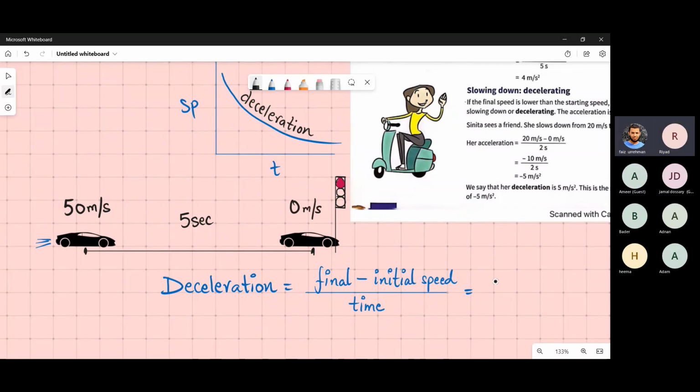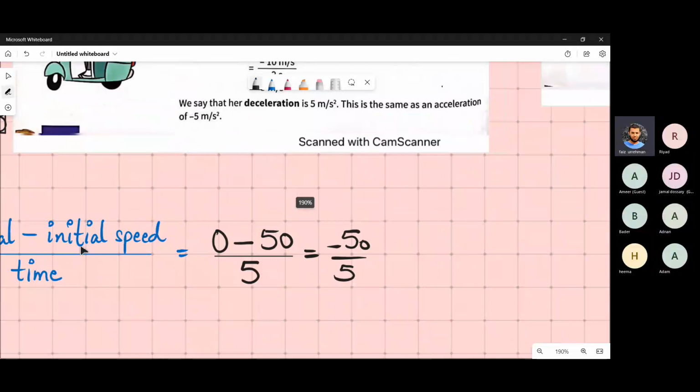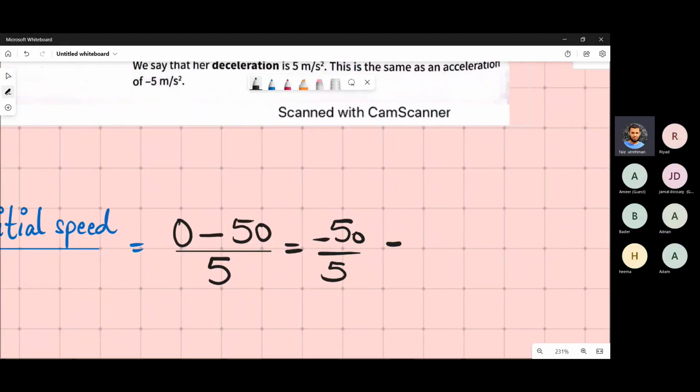So it will be 0 minus 50 over 5. Time is 5 seconds. So what will be the final answer? Minus 50 over 5, which is negative 10 meter per second square.